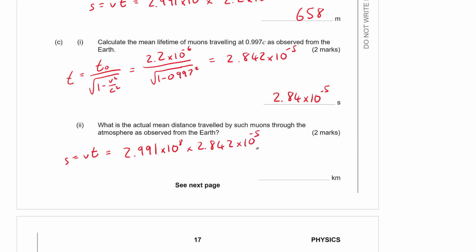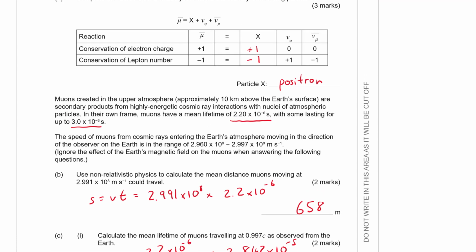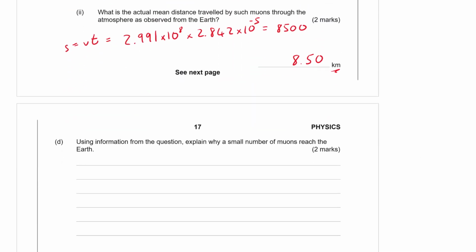And what I got was 8,500 meters. So if I put that in 3 sig figs, and it also says in kilometers, it's 8.50 kilometers. Okay, so now we're looking at a better value. But if you look at the top there, it says that it's 10 kilometers.